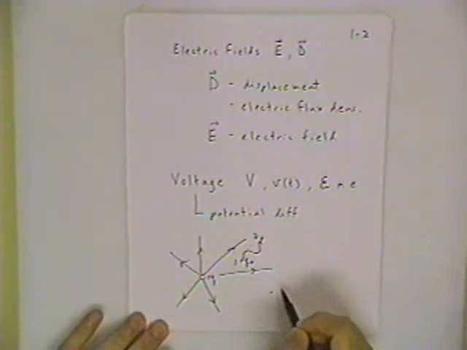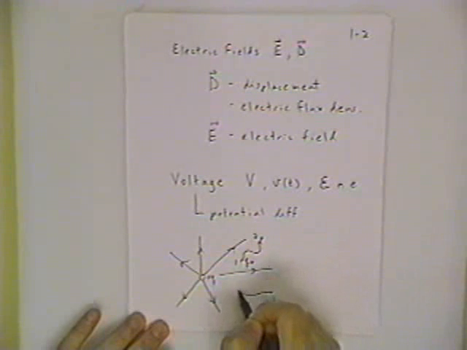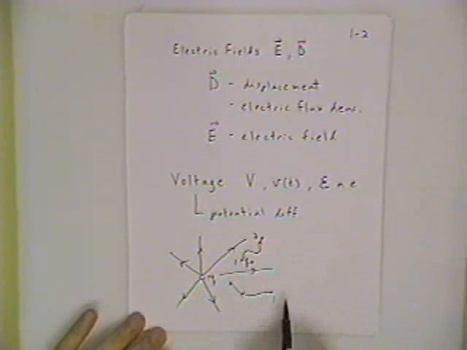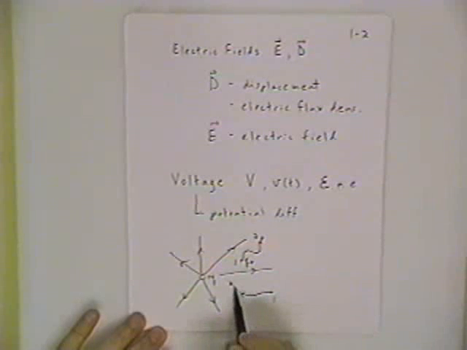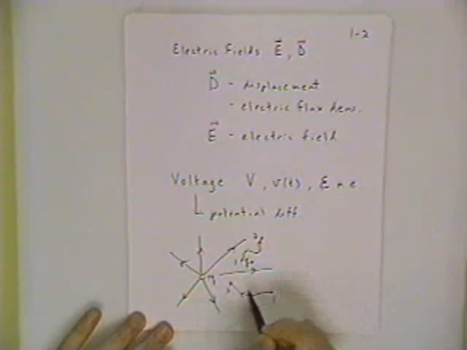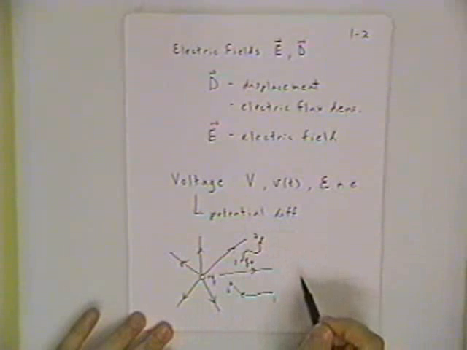Now if we reverse that and say position 1 is here and we want to move along some pathway to get to position 2, which is closer, and we're going this way, we have to work against the field to go from potential 1 to potential 2. And that's where the idea of potential difference comes in.